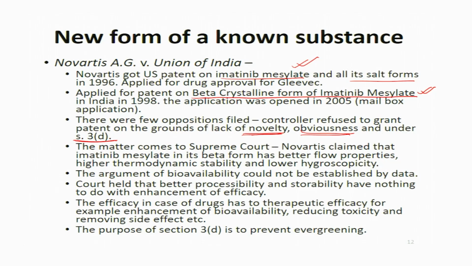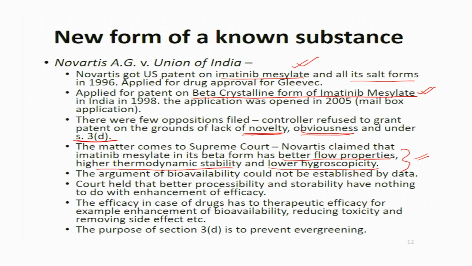Novartis claimed that imatinib mesylate in its beta crystalline form has better flow properties, has higher thermodynamic stability, has lower hygroscopicity. What is Novartis trying to do? Novartis is trying to prove enhancement of efficacy, but they gave this information about the beta crystalline form in comparison to the alpha crystalline form and not in comparison to imatinib in its free base.